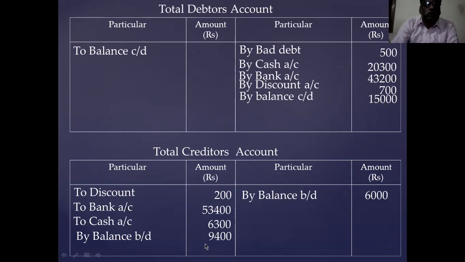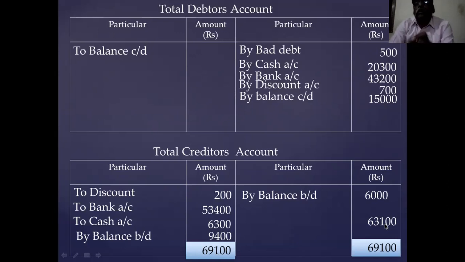So first you close the creditors account. Creditors account total is 69,100. Then the difference is 63,100. What is it? You know, in the credit side of creditors account, the main items are opening balance, which is already there, and then the next important item is credit purchase. So you record this as by credit purchase.